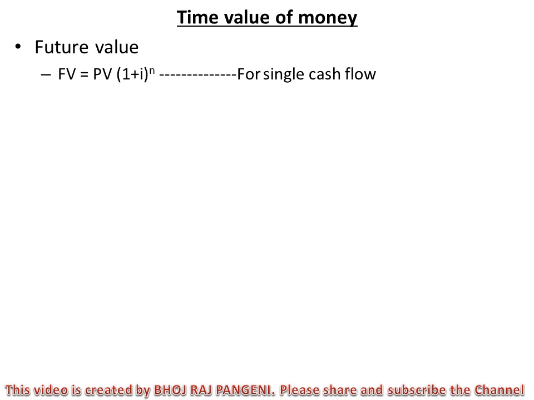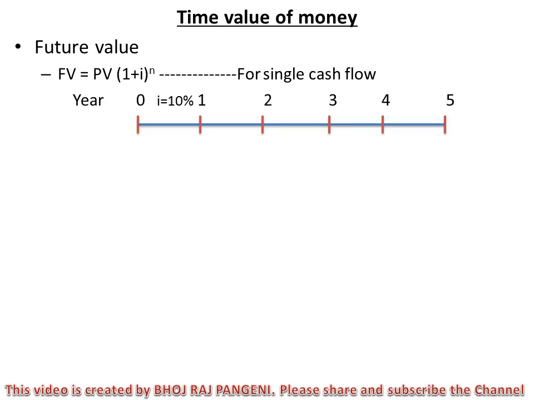What does it mean by single cash flow? Have a look at the timeline: year 0, 1, 2, 3, 4, 5. Year 0 is the present date, that is now, today. After year 0, that is 1, 2, 3, 4, 5, is called the future time. i equals interest rate, and n equals time.